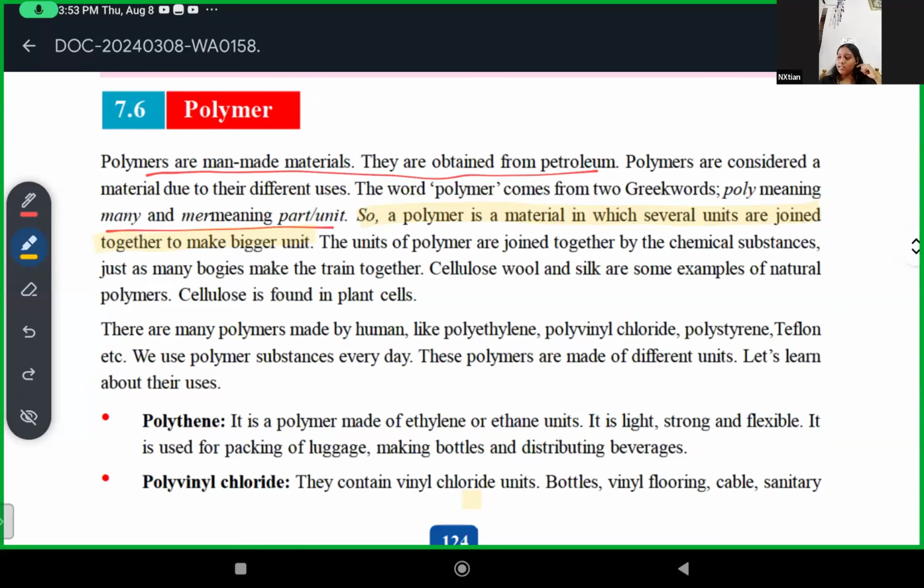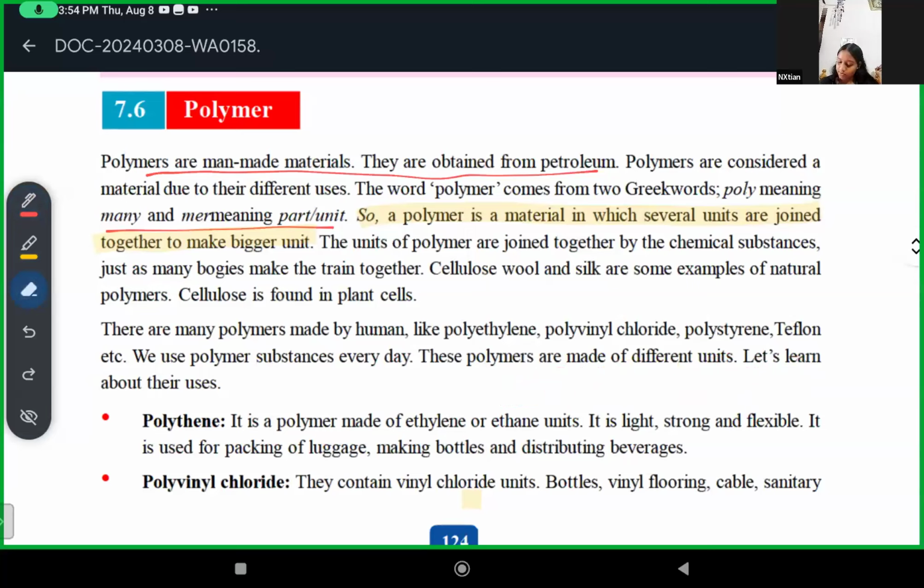What's a bogie? Bogie means, what do I say? The back part of the train, like the carriage. Yeah, the carriage part of the train. Like a train is joined together with a lot of these things. Coaches. These are also known as bogies or the boxes which are used for carriage.